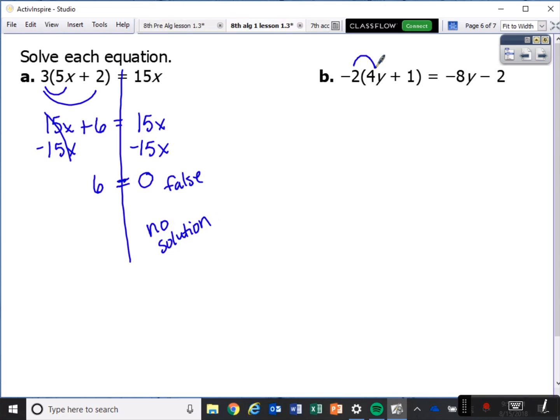-2 times 4y is what? Negative 8y. And -2 times 1 is negative 2. The other side's fine. Hang on, not yet. Is this gonna be 0? There's a y on both sides, right? Yeah. And there's also a whole number on both sides. So we want to move the smaller y, but they're the same. They're both -8.